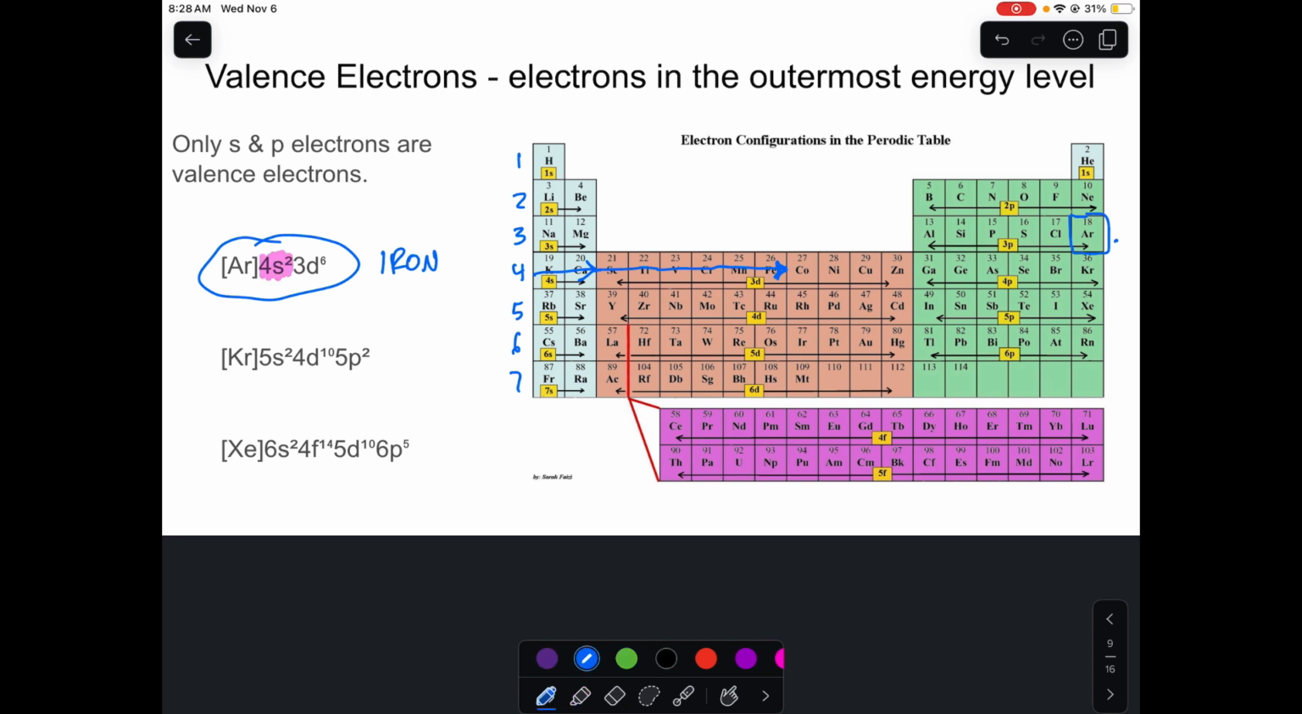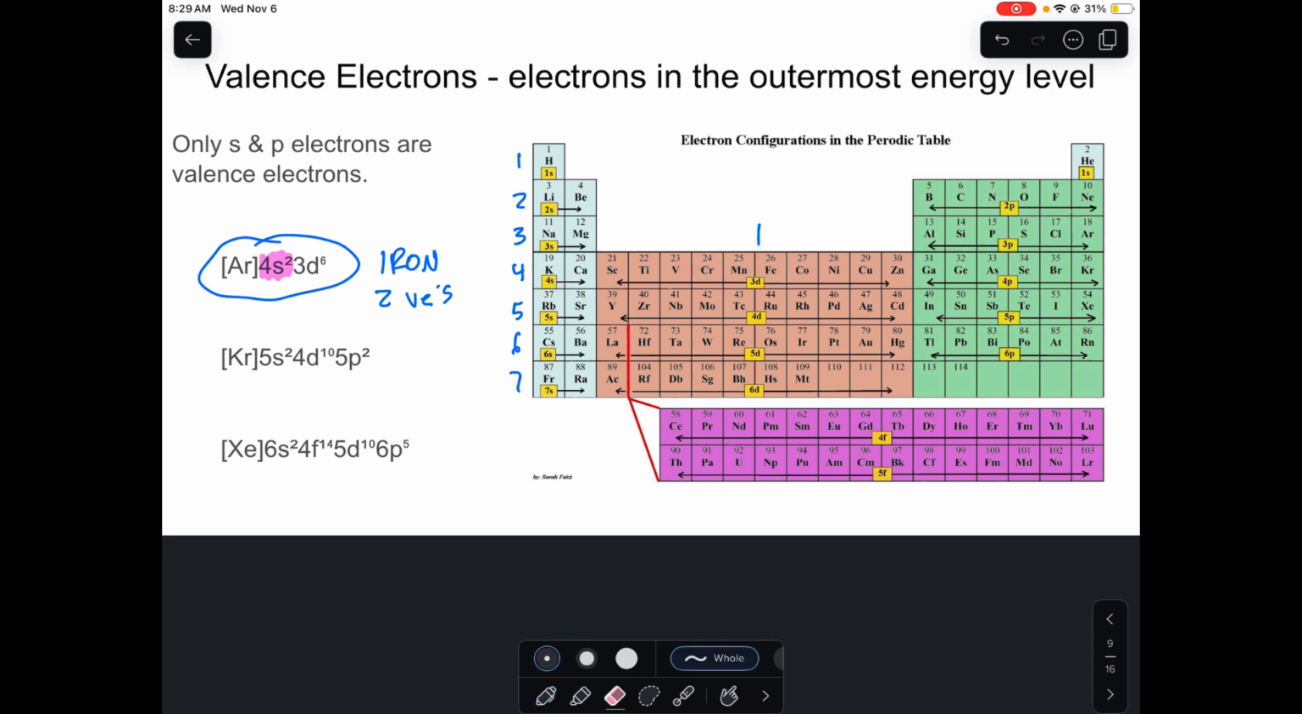And iron's going to have 2 valence electrons. Okay, because we are only counting the outermost electrons, the 4th energy level, in the S sublevel. We're not counting the D because remember, it drops down. It fills the inner energy level 3 before, okay? Before it comes out and fills up the 4p, okay? So 2 valence electrons. Let's do krypton. I'm going to erase this.